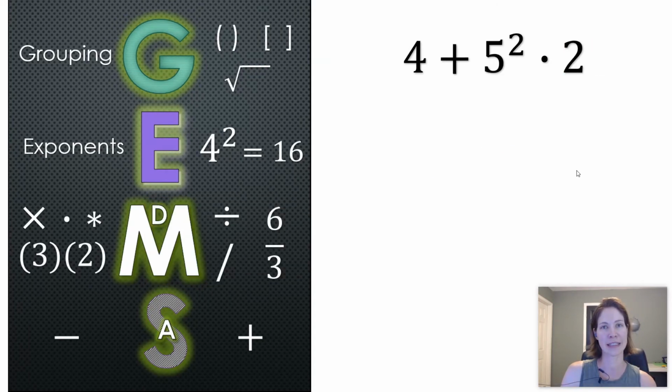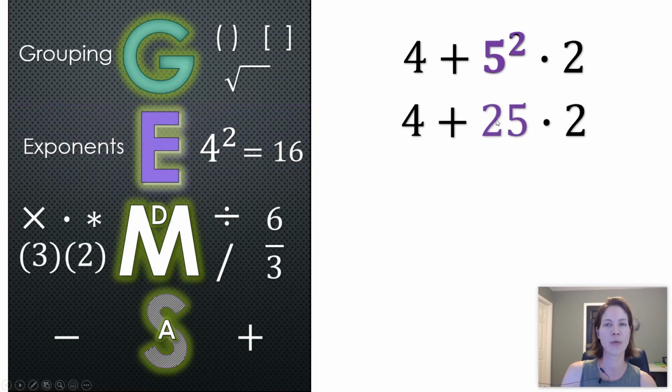Now looking at this expression, we're going to use GEMS again. Are there any grouping symbols? No. Are there any exponents? Yes. So that's what we need to do first. We have 5 squared, which means 5 times itself. 5 times 5 simplifies to 25.